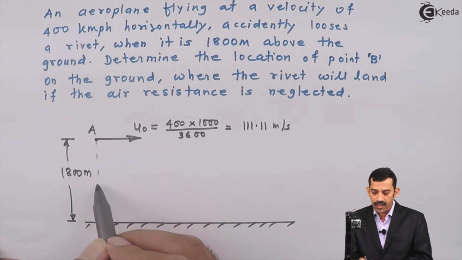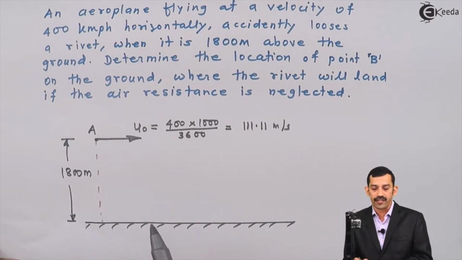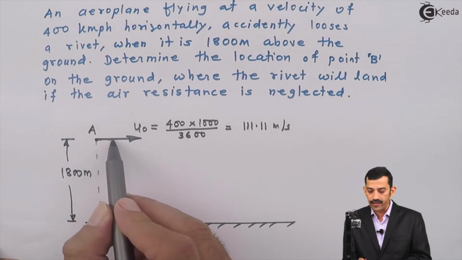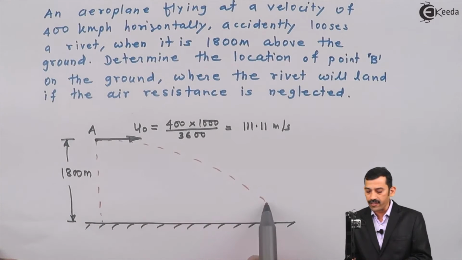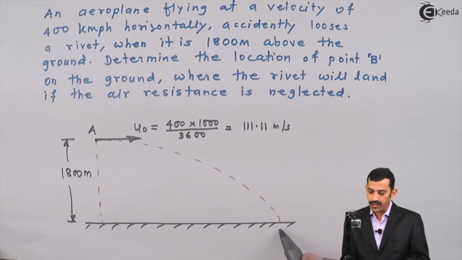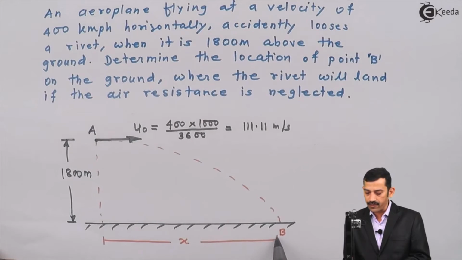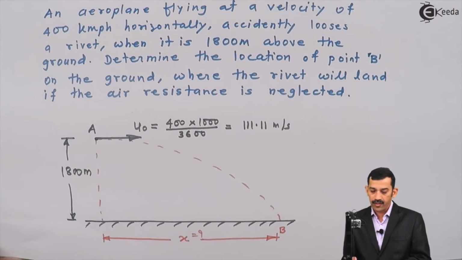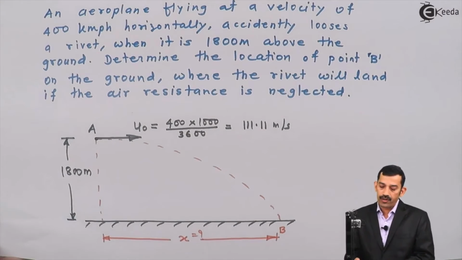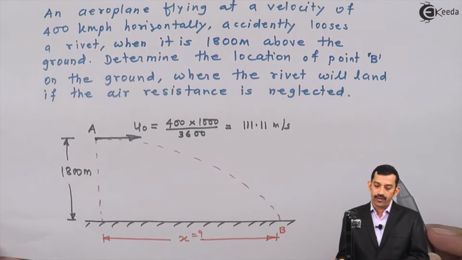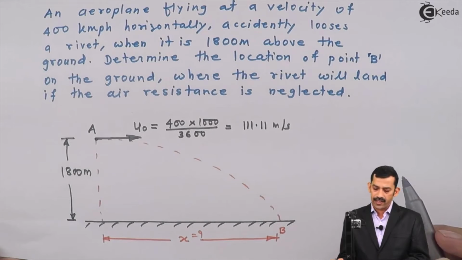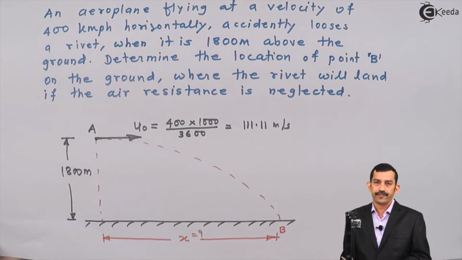Initially, it is above the ground at what distance? 1800 meters. During motion, it traces a path and finally strikes the ground. Say this point is B. You have to find out at what horizontal distance this rivet strikes the ground. This distance is X. This one is unknown. Again, you have to find out the location of point B on the ground where the rivet will land if the air resistance is neglected. That means simply you have to find out distance X.